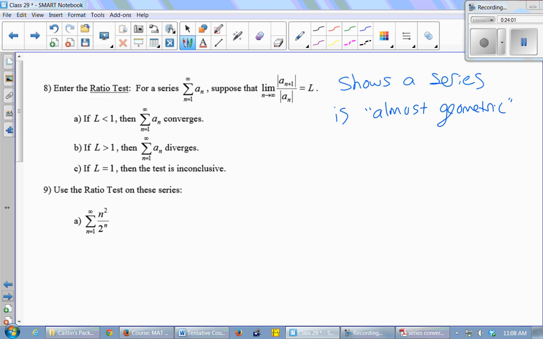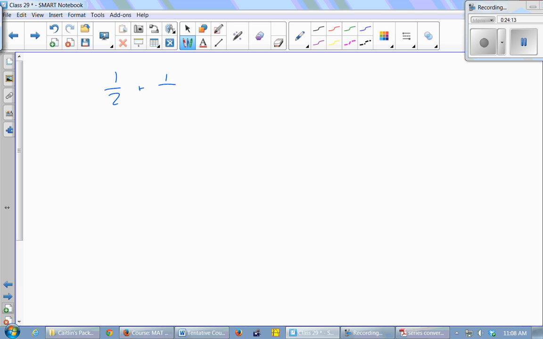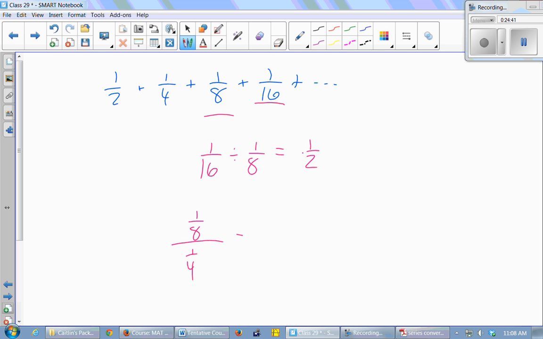So in a geometric series, if you take any two successive terms and divide them, you always get the same number. So let me just do an example of a geometric series. Like if I have a half plus a fourth, an eighth plus a 16th, that's a geometric series, right? So if I take any two successive terms and divide them, 1/16 divided by 1/8, what do I get? One half. Any two successive terms. If I do 1/8 divided by 1/4, I get a half.